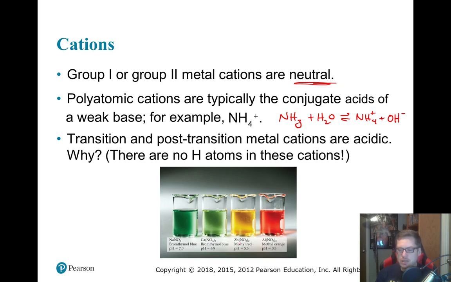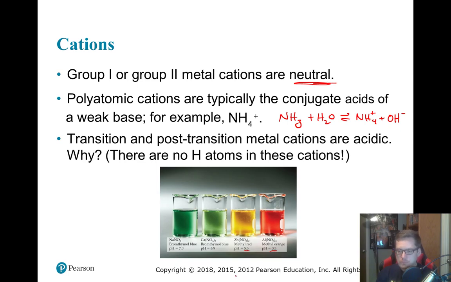Okay, but here's zinc, a transition metal, and all of a sudden, the nitrate would have come from a strong acid, so that would have made it neutral. But the zinc here is a transition metal, and so it causes it to be acidic, even though there are no hydrogens for it to react to, and it's positively charged. And then aluminum, here's a post-transition metal. Aluminum nitrate is also acidic, and so you get this 3.5 pH.